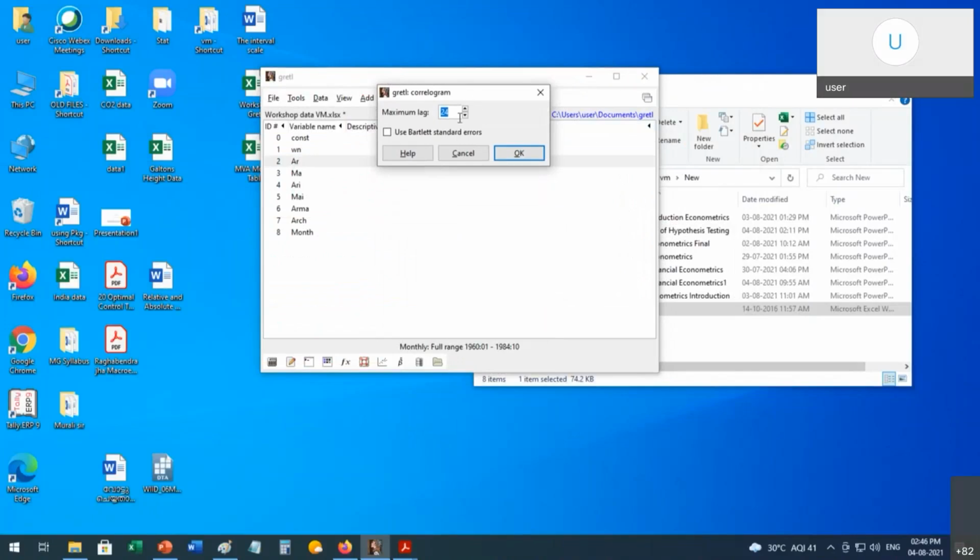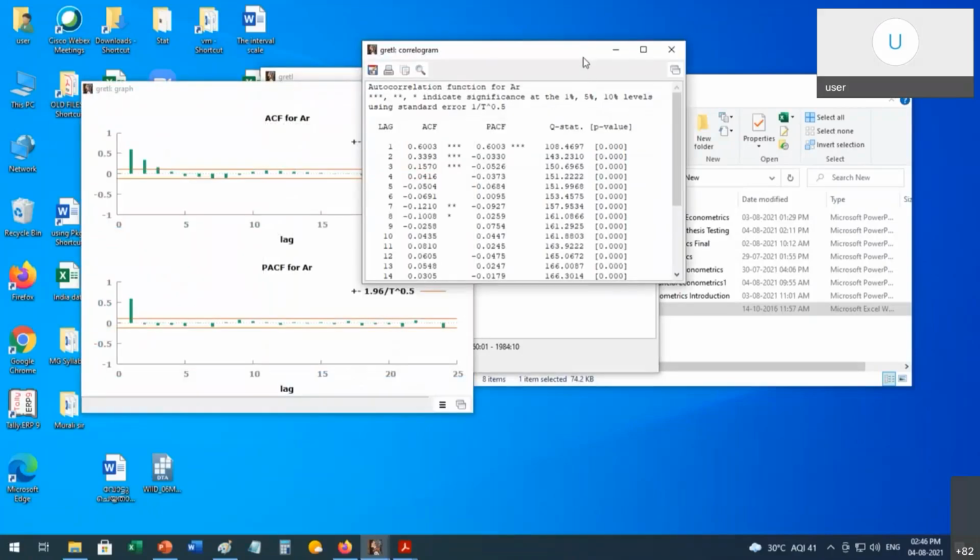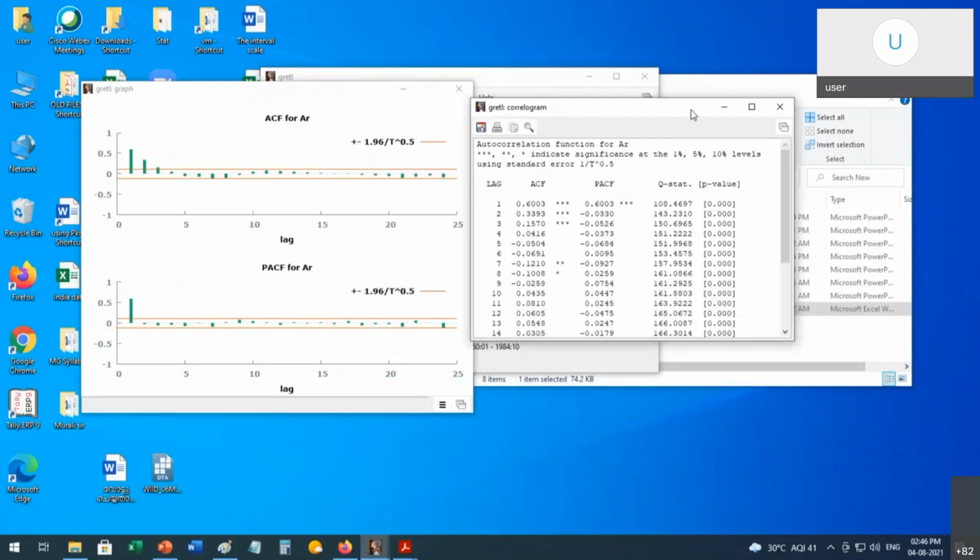We are using 24. If we use only 20, then we will be getting up to 20 autocorrelation functions. That's all. 24 will give us a sufficiently long view. So I'm clicking OK. So here we have the case. Now see, we have 3 significant spikes here, and these 3 significant spikes are given with the star here, in the ACF.